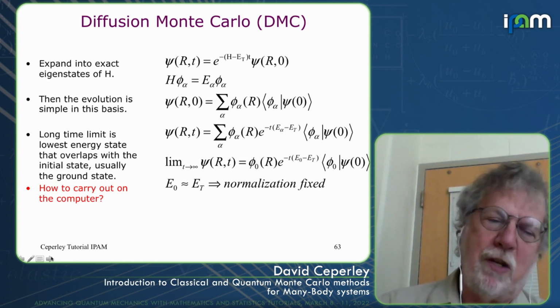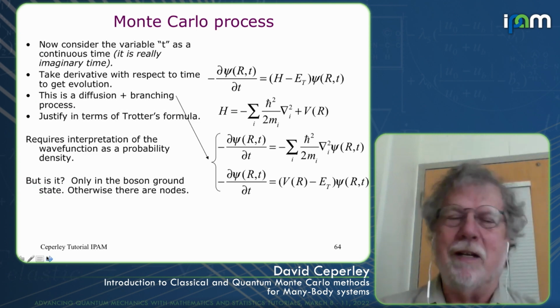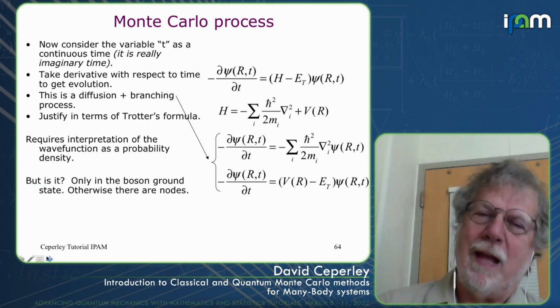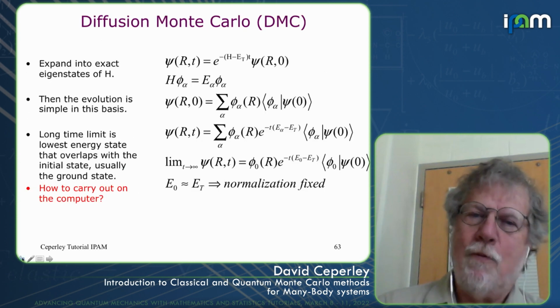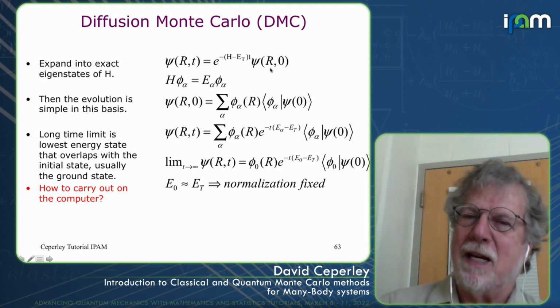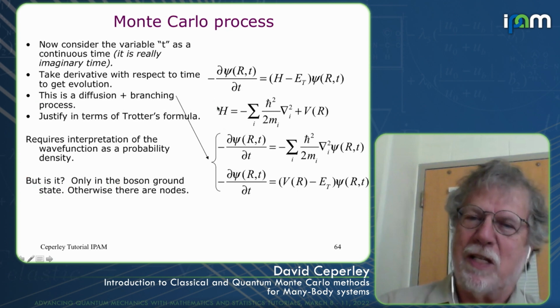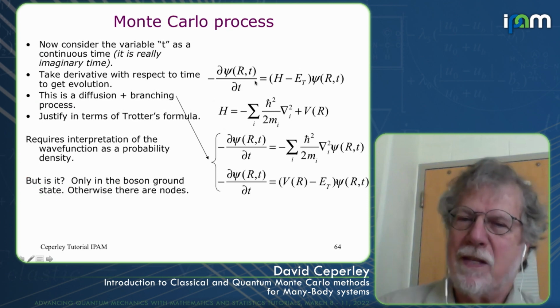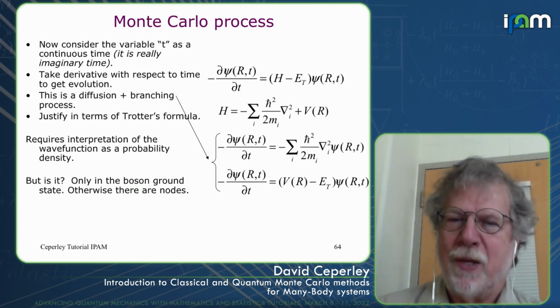So how do you do it? Well, we do the same trick as we did before. This is Trotter's formula in a different form. If we differentiate this equation with respect to time t, we'll pull down an H, and we will get this equation right here. This is the so-called master equation of the stochastic process.